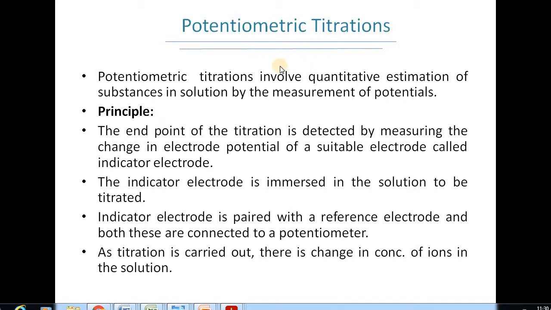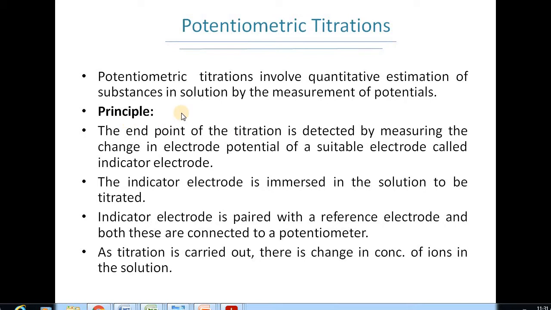First of all, how can we define these titrations? As the name indicates, potentiometric titrations are titrations which involve the determination of cell potential for determining the endpoint of the titration. So these titrations involve quantitative estimation of substances in solution by the measurement of potentials.